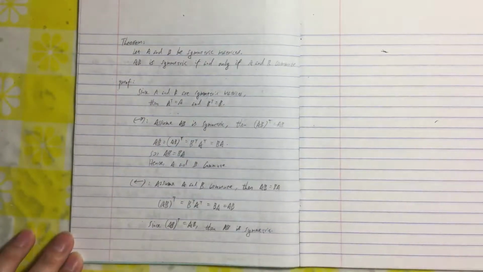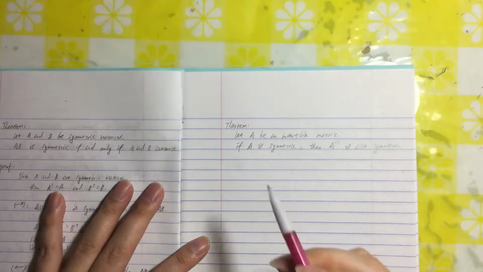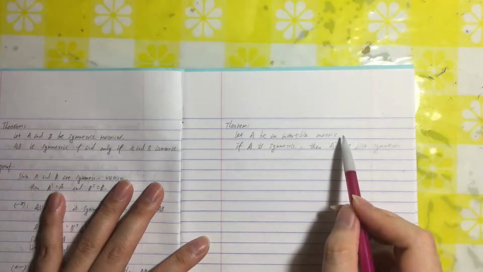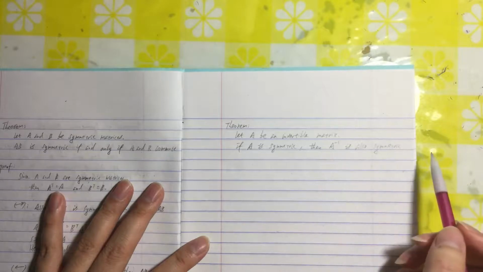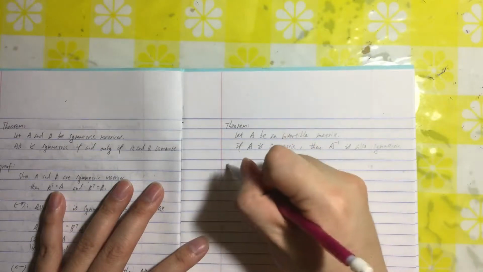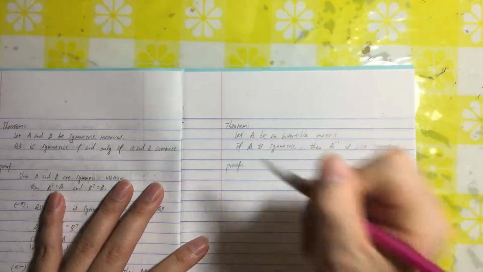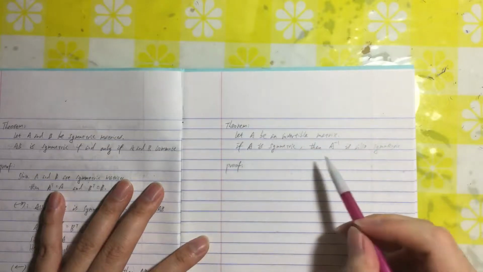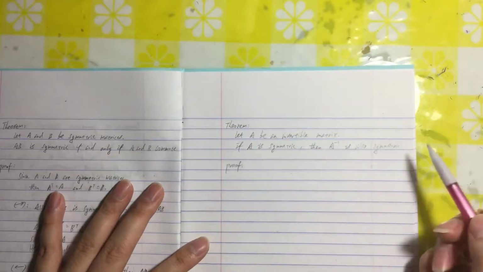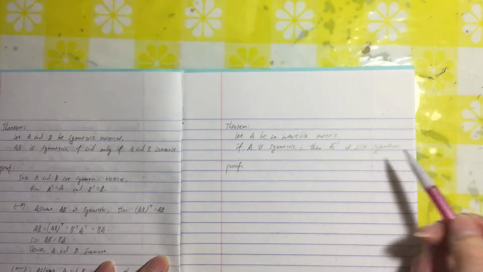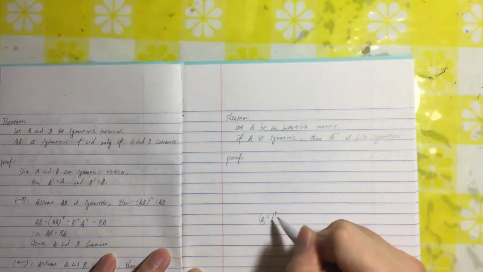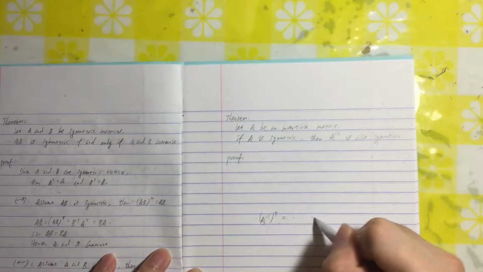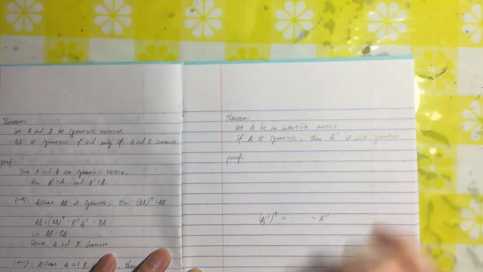Let's complete the proof. Next theorem. Let A be an invertible matrix. If A is symmetric, the inverse of A is also symmetric. Let's prove it. For this theorem, the goal is to show that the inverse of A is symmetric. In order to show that, we need to show that the transpose of the inverse of A equals the inverse of A. That's our goal.